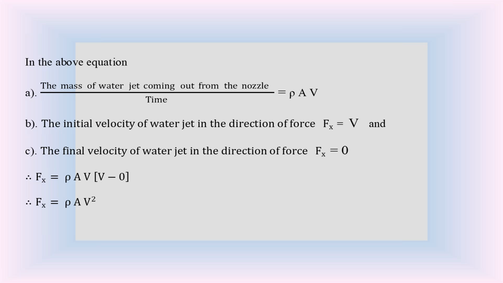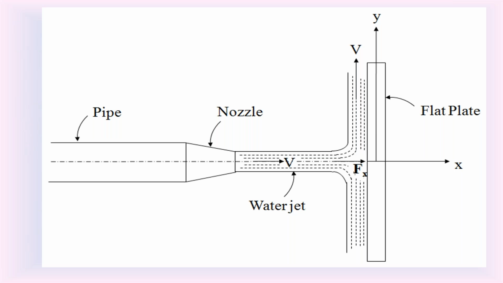If you have any doubts about the derivation of Fx, please discuss with me. Any doubts, students, in the derivation of Fx? What you have to observe is the directions of velocities first. In the direction of force Fx, the initial velocity v is there. The initial velocity v is in the direction of force Fx. The final velocity is also v, but it is perpendicular to the direction of force Fx.